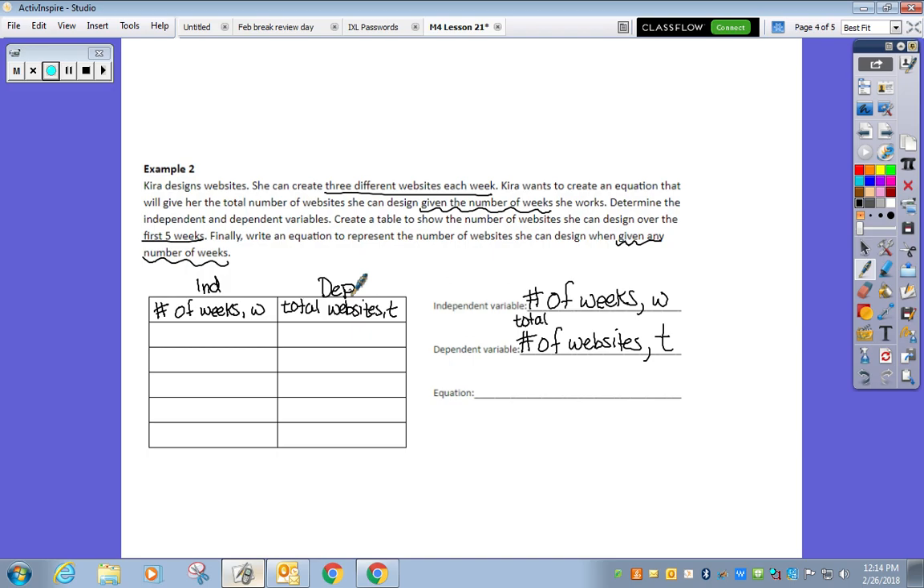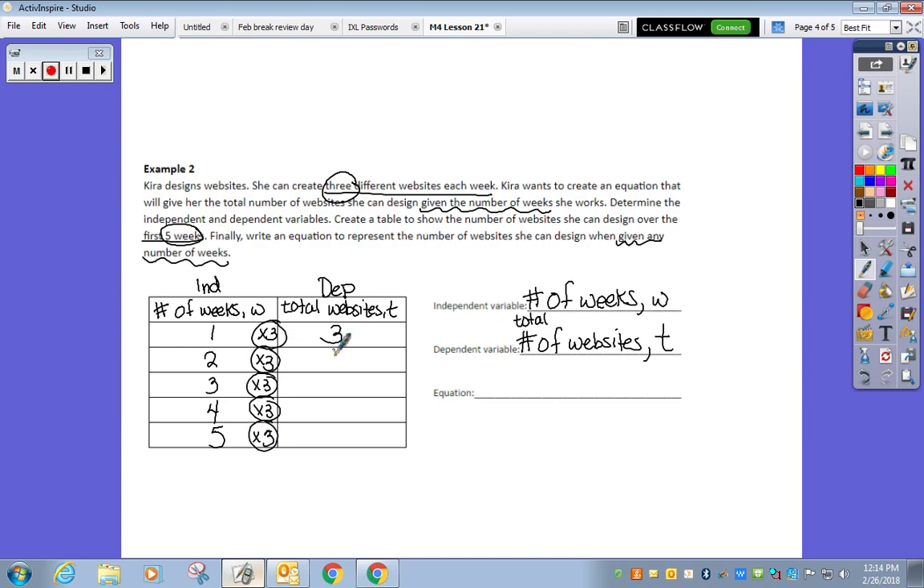So again, since it says given any number of weeks, that means that's the number that I can choose without doing any math to it. And from that, I can find my dependent variable. So they want the first 5 weeks, so 1, 2, 3, 4, and 5. In the problem, it says 3 different websites each week. So 1 week would be 3 websites. To get from 1 to 3, I've multiplied by 3. So that means I'll continue that times 3 all the way down my table and work across.